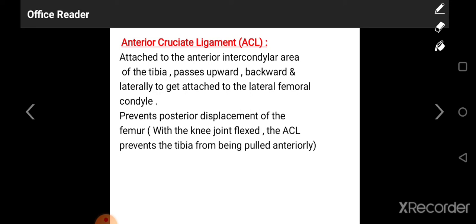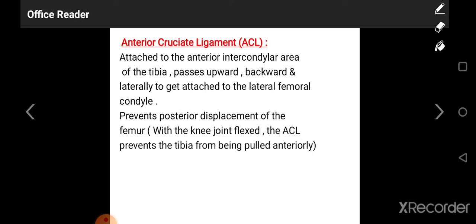The anterior cruciate ligament is attached to the anterior intercondylar area of the tibia. It passes upwards, backwards and laterally to get attached on the lateral femoral condyle and prevents posterior displacement of femur with knee joint flexed. The anterior cruciate ligament prevents the tibia from being pulled anteriorly. So you can learn it this way: anterior cruciate ligament prevents the posterior displacement of femur.